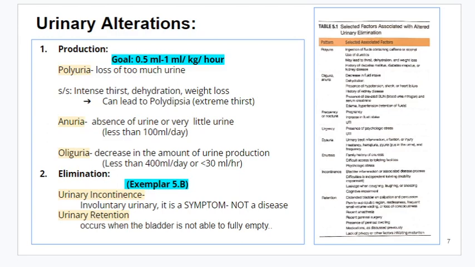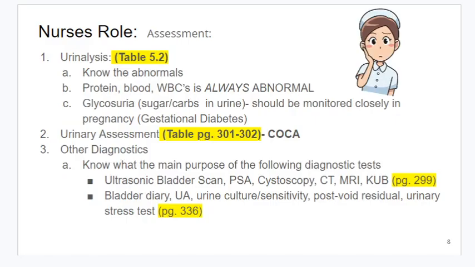Okay. Urine retention, of course, is when that bladder is not able to fully empty and we are actually retaining that urine. I do want to mention table 5.1. Those are the factors associated with alterations in urinary elimination. I would highly recommend you know those terminologies and what each one of these means. A couple of these I did highlight here on the slide, but you will need to know all of these. Okay, I think that's pretty much all I got on this slide.